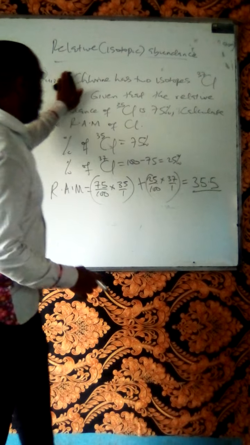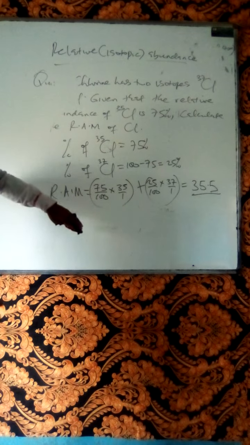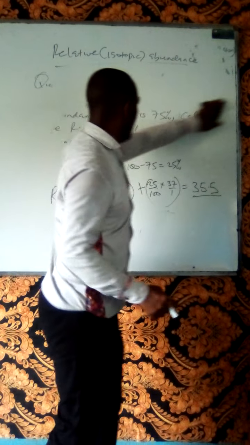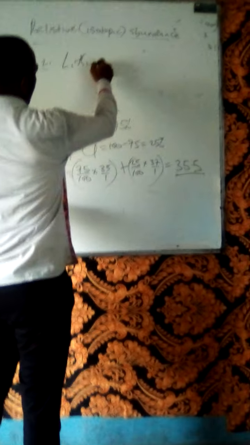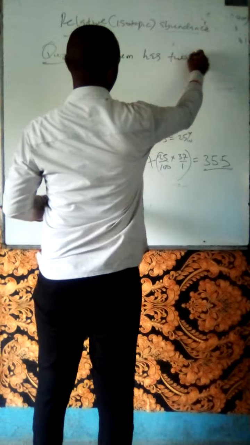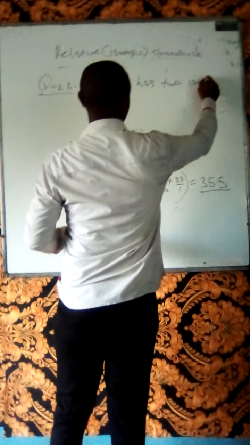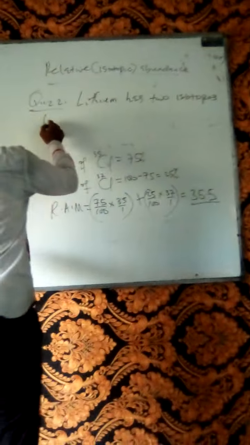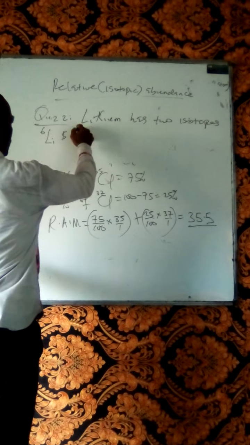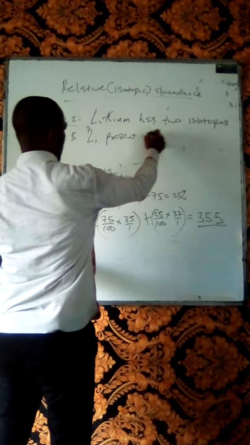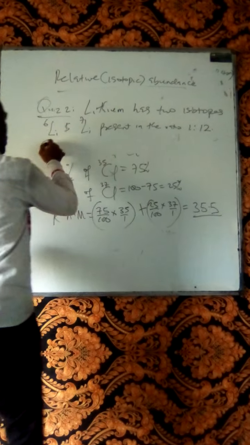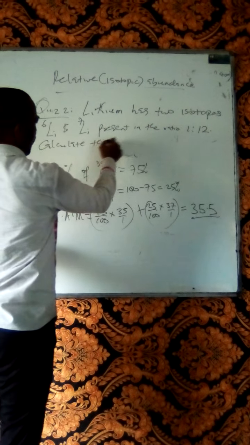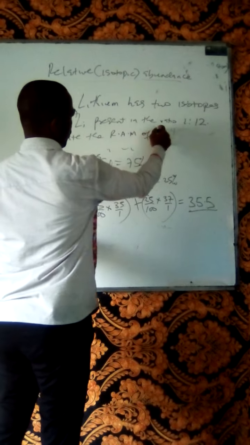We'll take another example. I hope you can see it. Okay, the working is clear. Going to the next example, under question, lithium has two isotopes, lithium 6 and lithium 7, present in the ratio 1:12. Calculate the relative atomic mass of lithium.